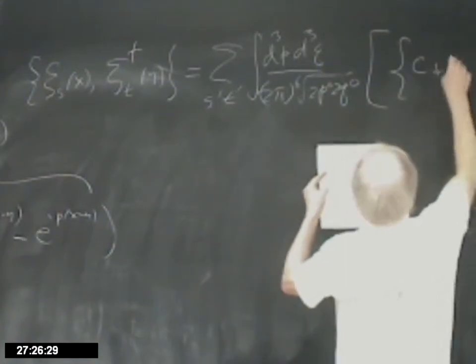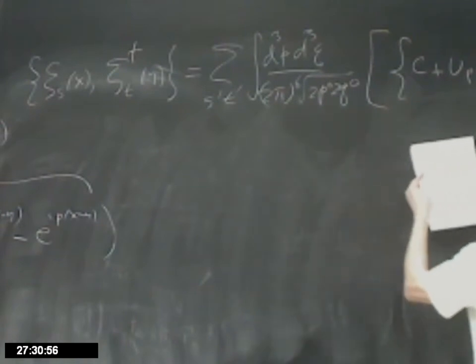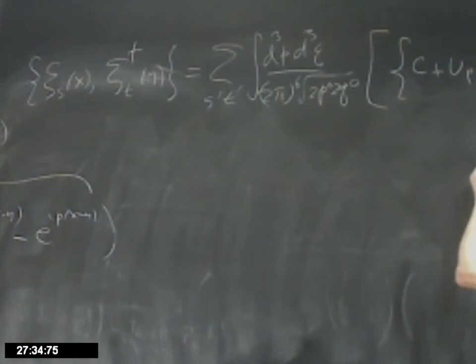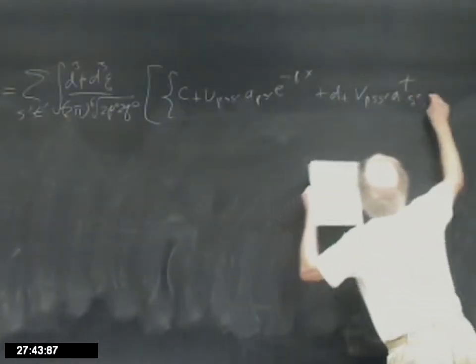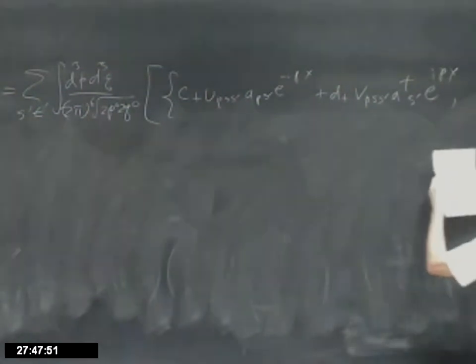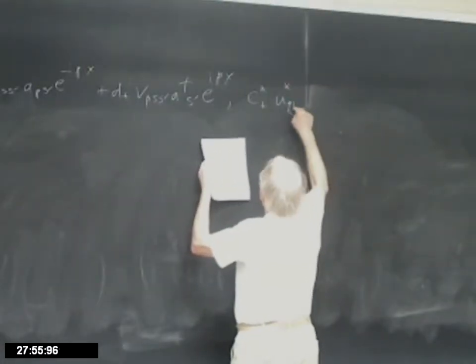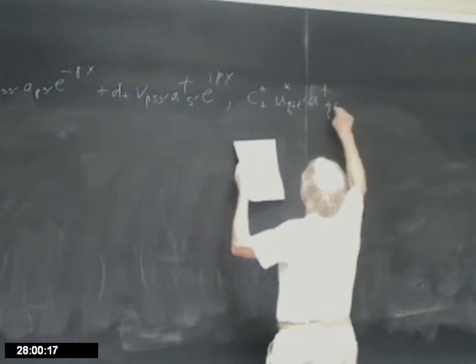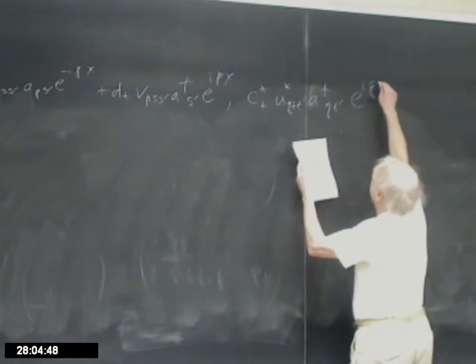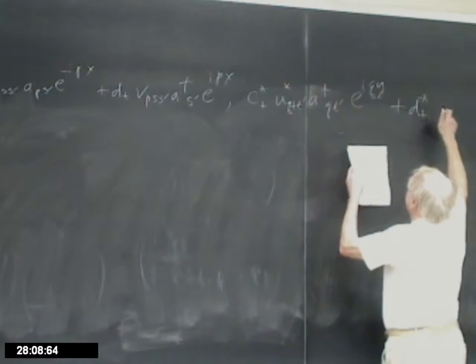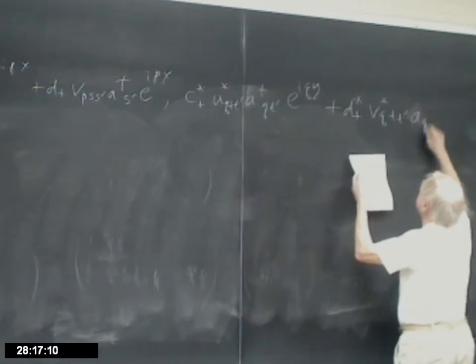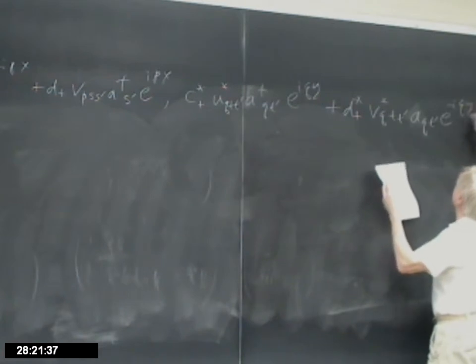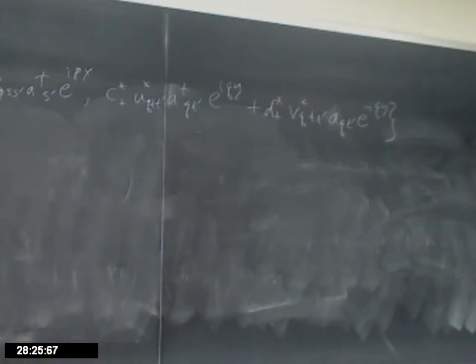So it's C plus U P S S prime A P S prime e to the minus i P X plus D plus V P S S prime A dagger S prime e to the i P X, anti-commutator that with C plus star U star Q T T prime A dagger Q T prime e to the i Q Y plus D plus star U star Q T T prime A Q T prime e to the minus i Q Y. And we see that we don't need this left bracket.